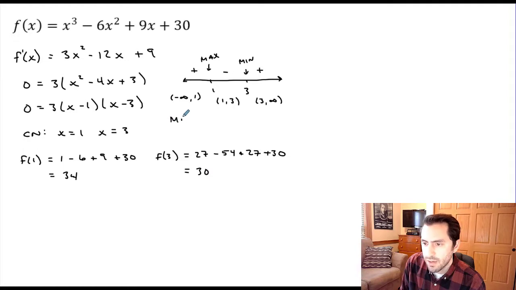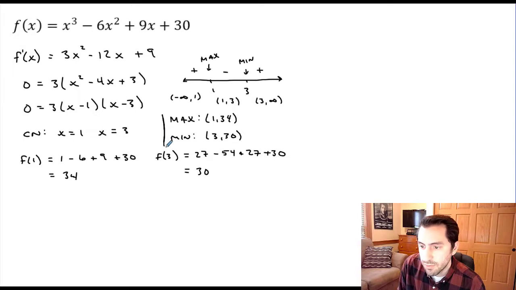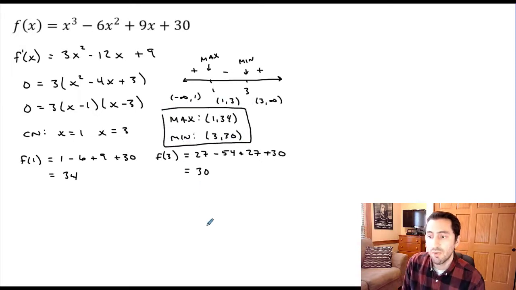So we have a local max at the point (1, 34). And we have a local minimum at the point (3, 30). So there's our two extrema. And now the second thing I wanted to do on this was I wanted to find out where this function is concave up and where it's concave down. To do that, we're going to use the second derivative. So let's find f double prime.